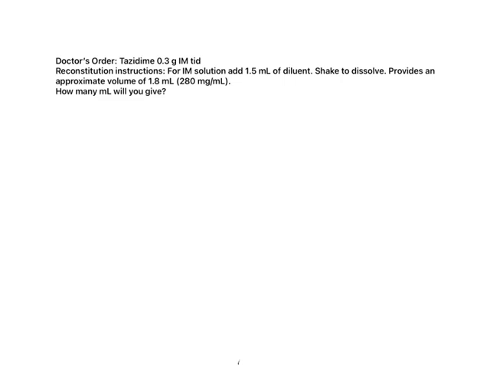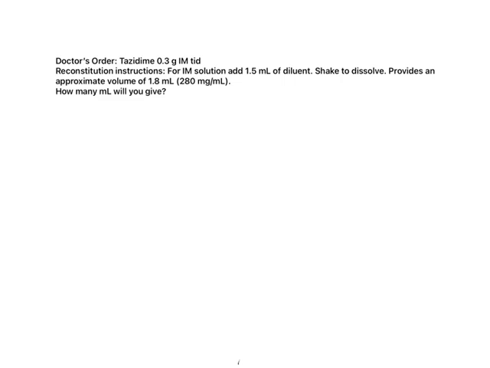The question says the doctor orders tadazidine 0.3 grams IM TID. Reconstitution instructions for an IM solution is to add 1.5 mLs of diluent. You want to shake to dissolve, and this provides an approximate volume of 1.8 mLs, which is 280 mGs per mL. So the question is, how many mLs will you give?